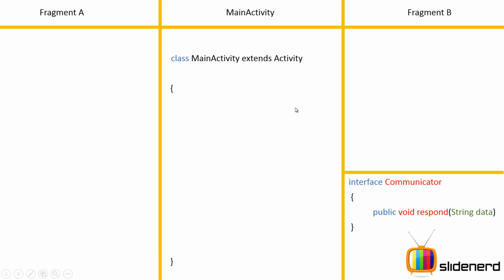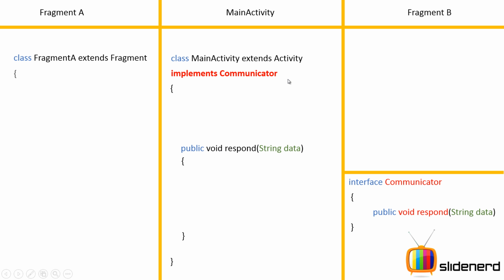So your class MainActivity extends Activity. It implements Communicator. So as soon as I write this statement, you know very well that I need to override the method respond inside my activity. So I'm going to say public void respond(String data). Fragment A, I define it first. I go and define fragment B first.